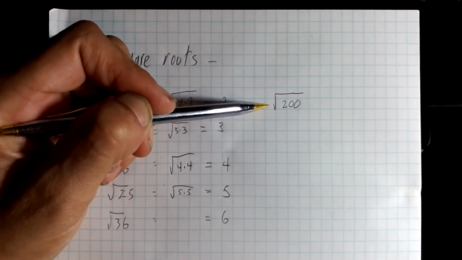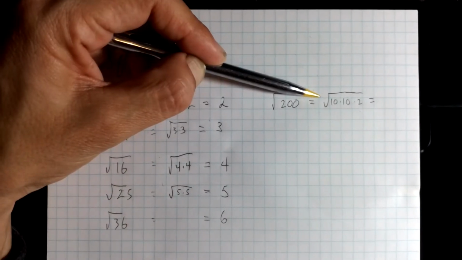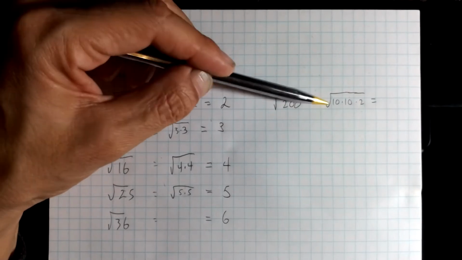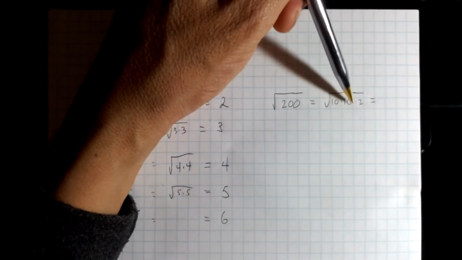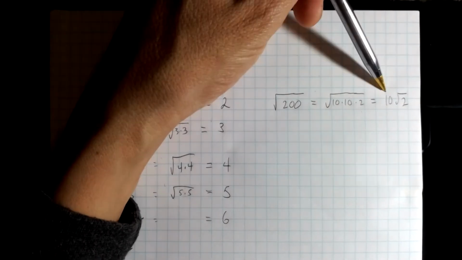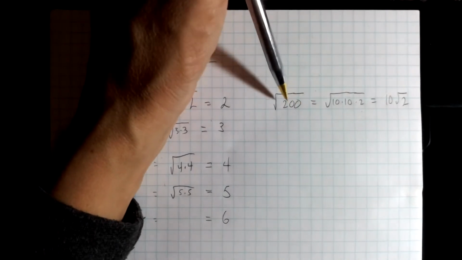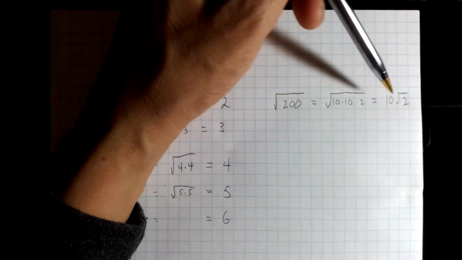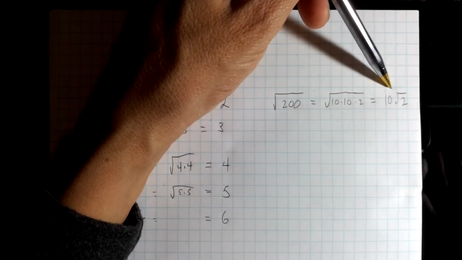Now let's say you have something like the square root of 200. If you're able to recognize that, hey, 200 is 10 times 10 times 2, and you see that you have two 10s, the 10 comes out of the square root and the 2 stays inside. So the square root of 200 simplified turns out to be 10 times the square root of 2.